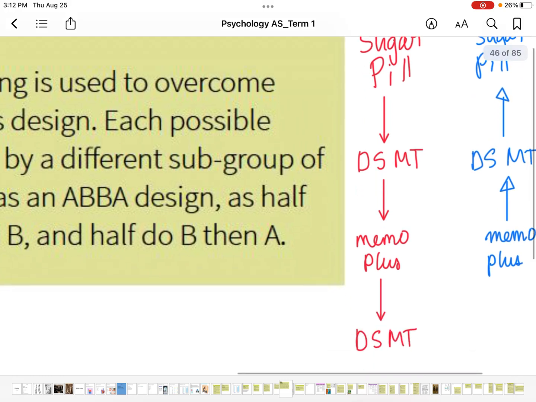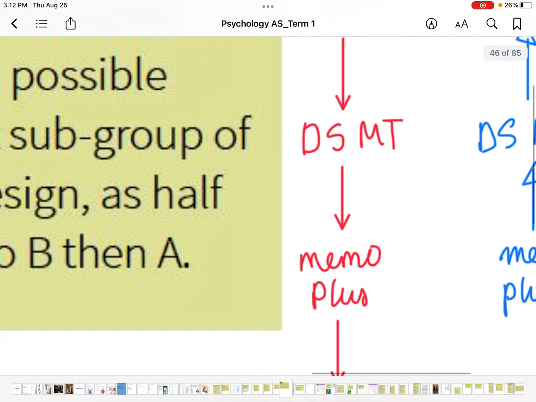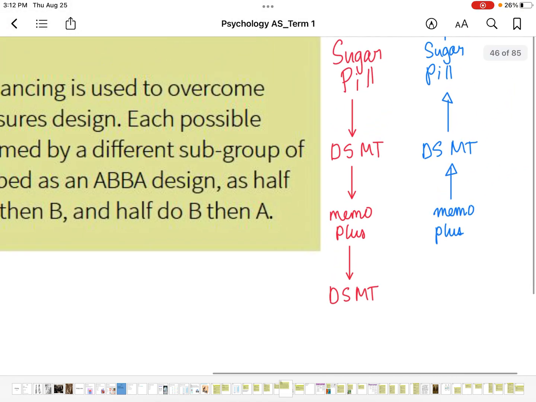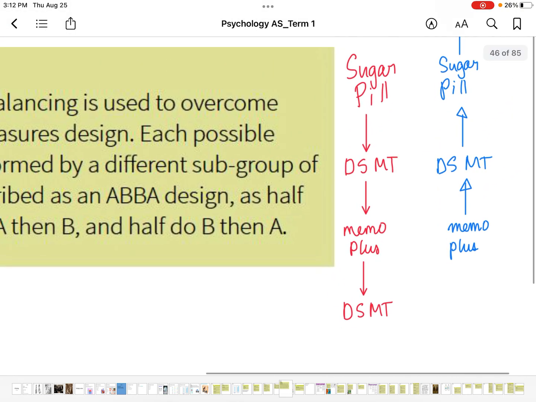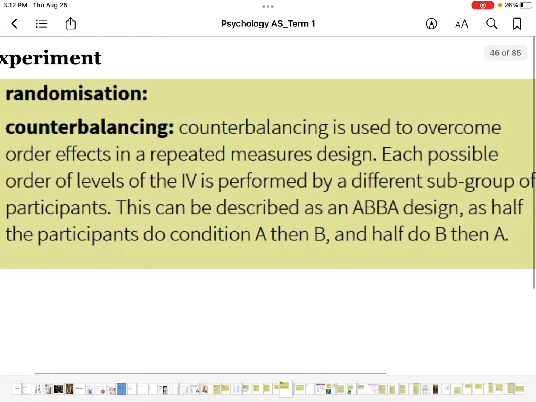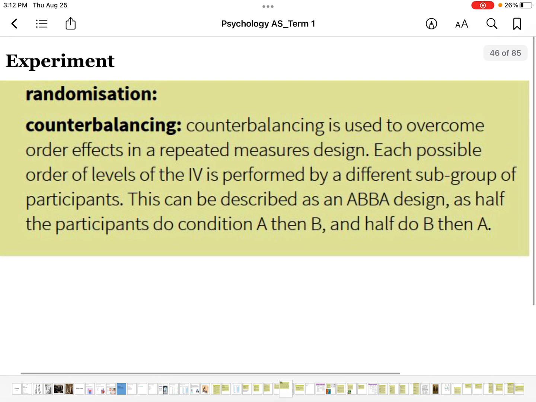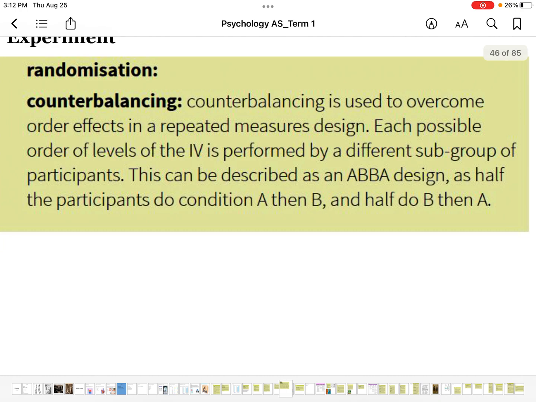All right, so remember, if you do this study, sugar pill, take the personality test, Memo Plus, take the personality test, we might have the order effect, which was mentioned earlier. There could be practice effect or order effects. What you can do is to counterbalance it. Maybe pause the video and read it for now.